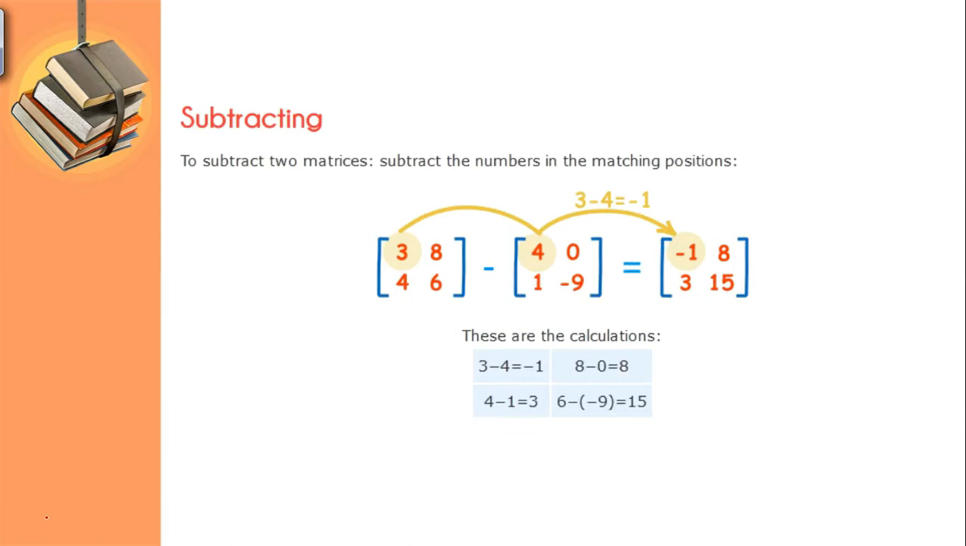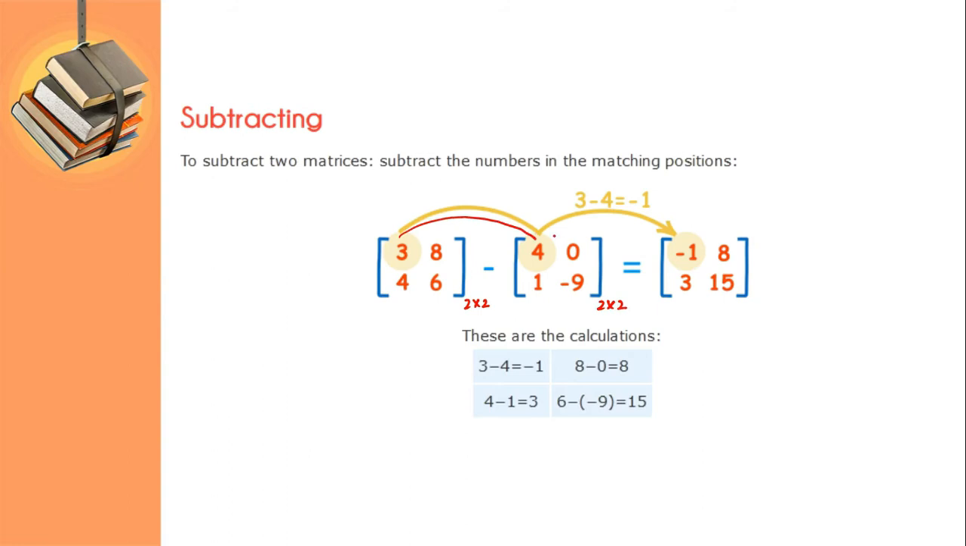Now, for subtraction, the same condition which we have for addition applies. The order of both matrices should be the same, only then can we subtract 2 matrices. The order of the first matrix is 2 by 2 and this matrix is also 2 by 2. Now, how will we subtract this?